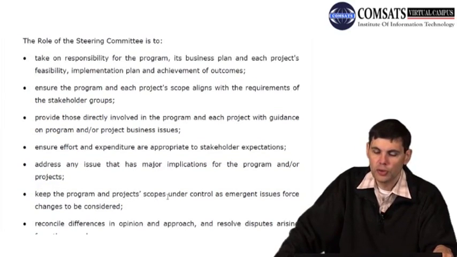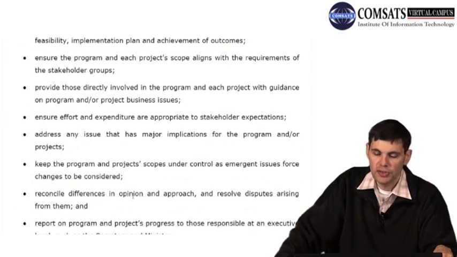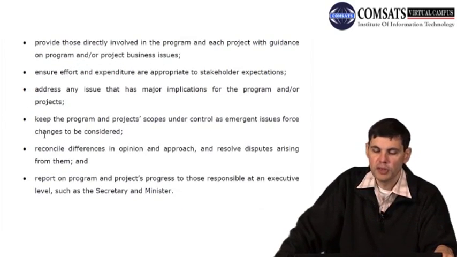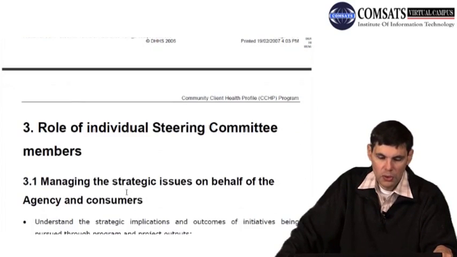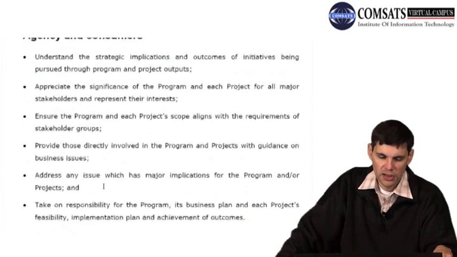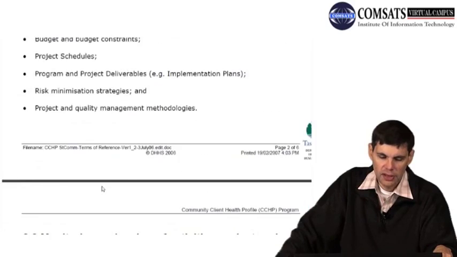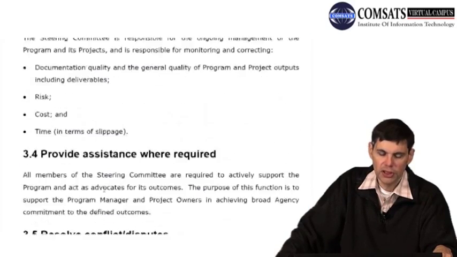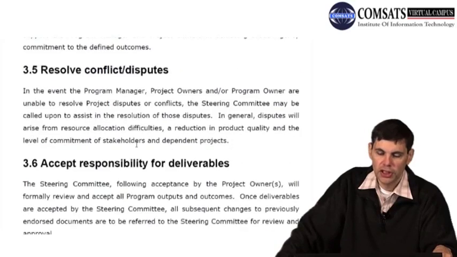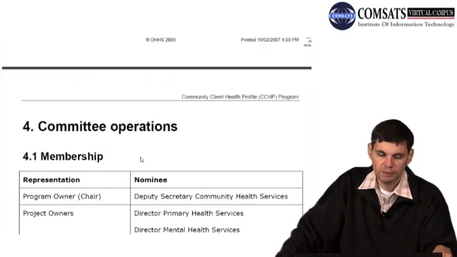Keep the program and projects' scopes under control as emergent issues force changes to be considered. Reconcile differences in opinion and approach and resolve disputes arising from them. And report on program and projects' progress to those responsible at an executive level, senior management, such as the secretary and the minister. And then it goes on and on. Role of individual steering committee members and so on. You can see over here more details are given: monitoring function, approval function, assistance function, conflict and dispute resolution function, responsibility function.